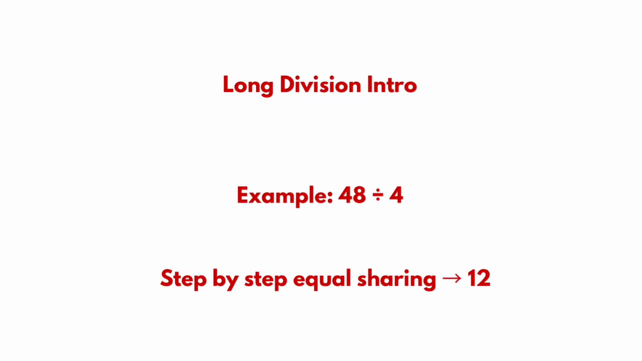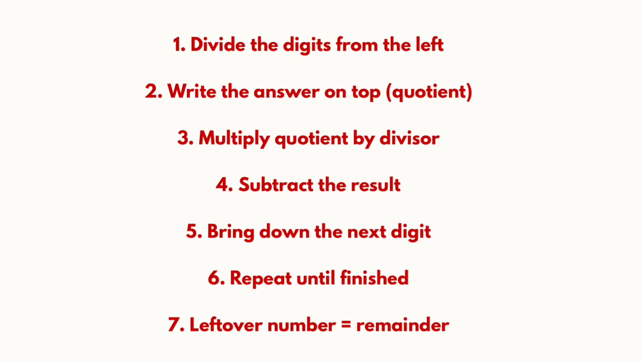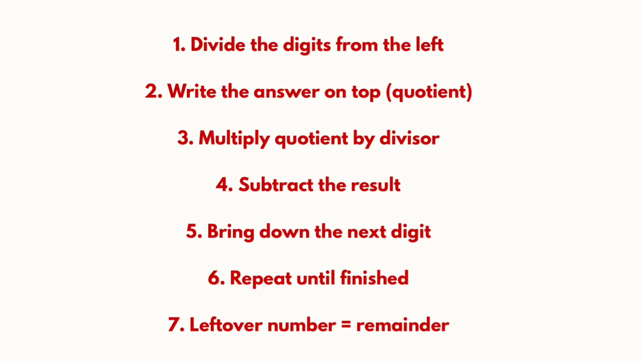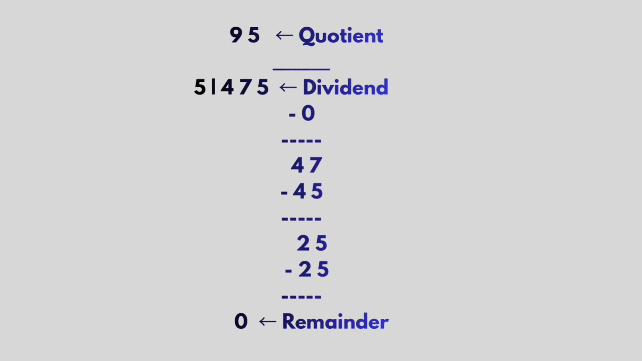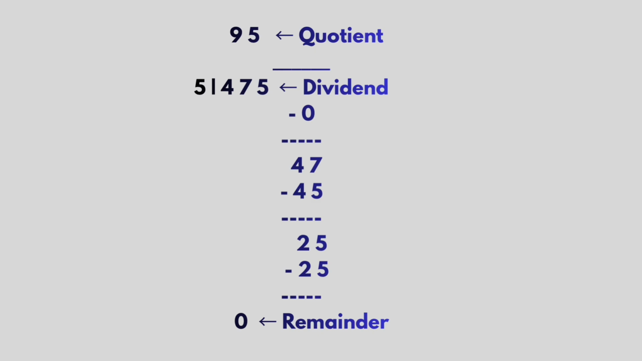Okay. Now we have a long division intro. For example, we have to divide 48 by 4. So step by step, equal sharing gives us 12. Now let's understand the steps for long division. Divide the digits from the left. Write the answer on top, that is the quotient. Multiply quotient by divisor. Subtract the result. Bring down the next digit. Repeat until finished. The leftover number is the remainder.